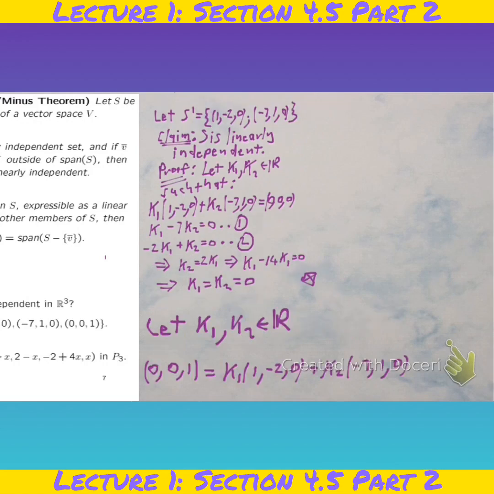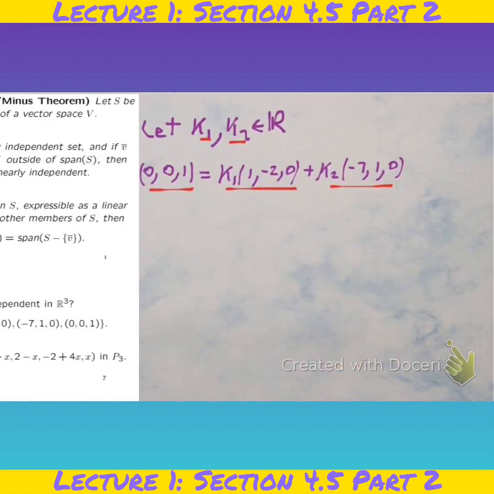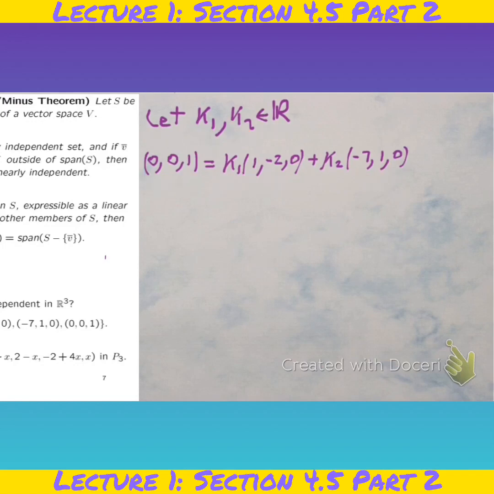So let's take two real numbers, and let's see if it can be expressed as a linear combination of vectors in S prime. So we set up this equation. We take the vector, and let's say it's expressible as that linear combination. Can we find values for k1 and k2? That's now the question. Right, so we take that information and see if we can find those scalars.